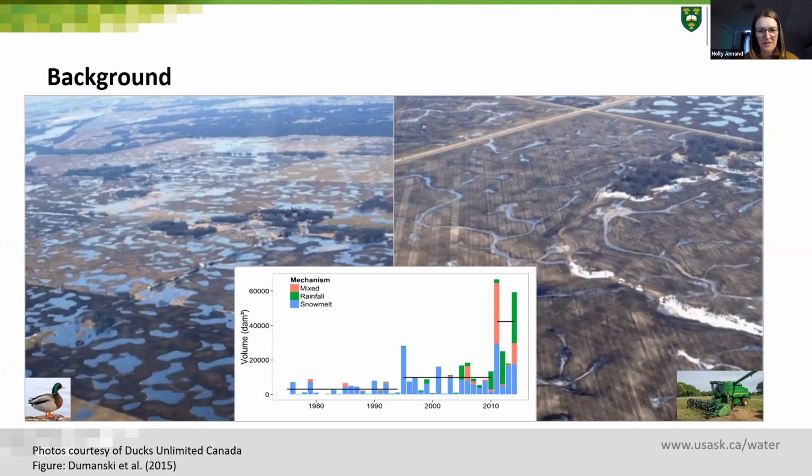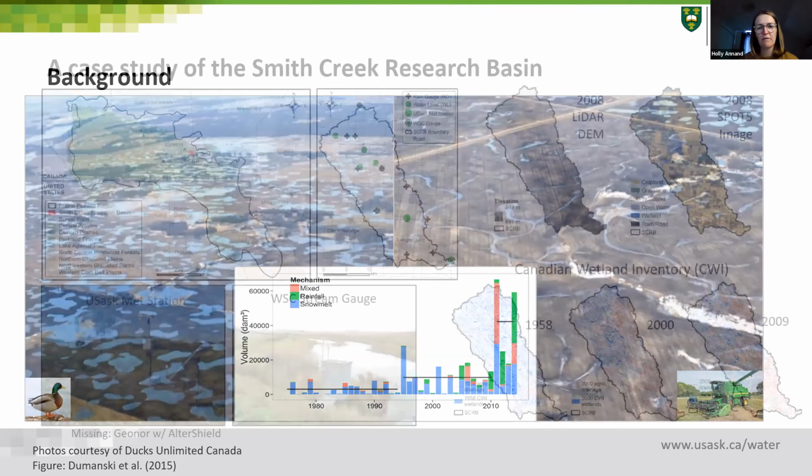And on top of that, there's been a shift in the climate regime to more rain-on-snow events or summertime extreme rainfall events causing increases in streamflow. So the real question then comes down to, is it climate change? Is it agricultural drainage? What can we attribute these changes to, and look further into that?